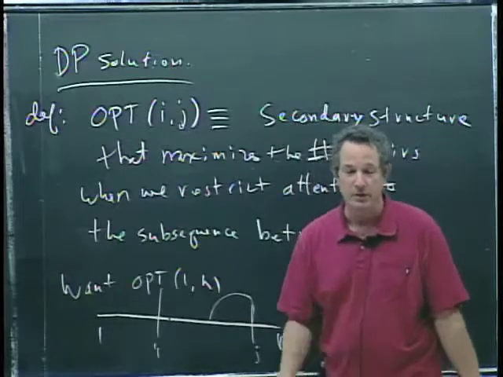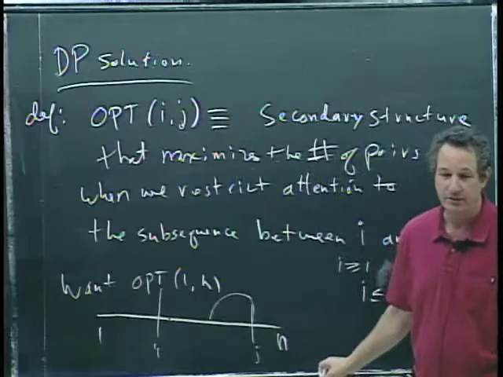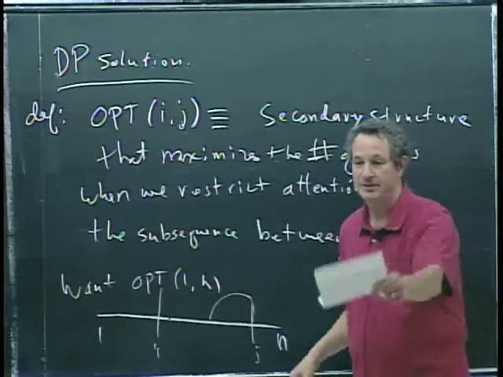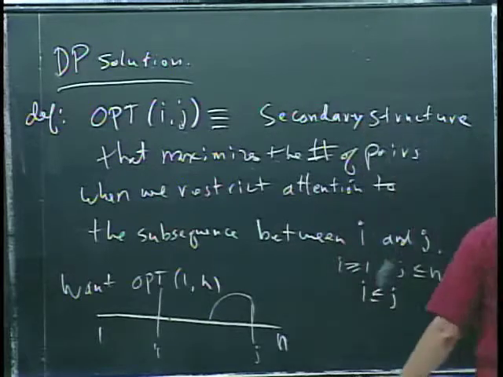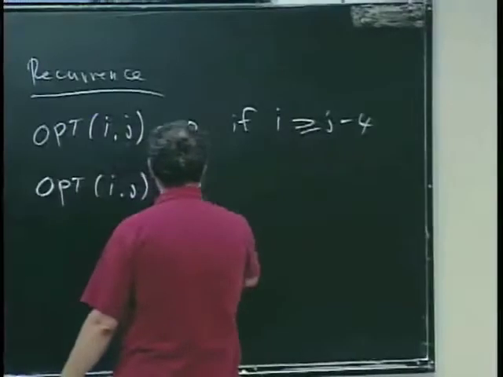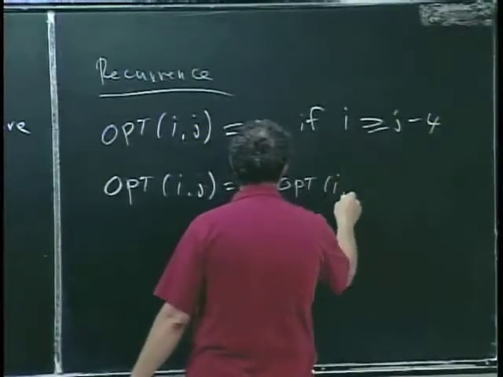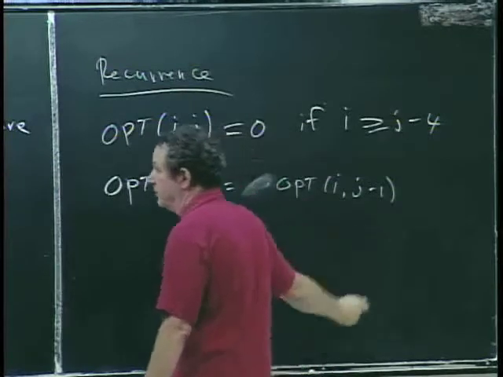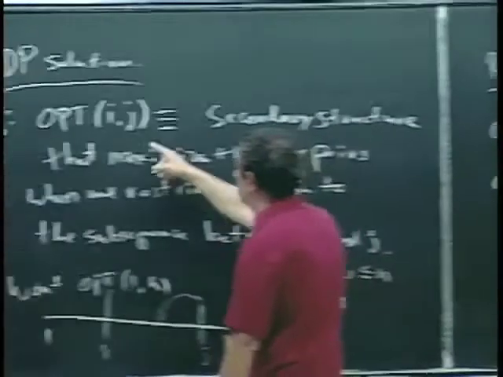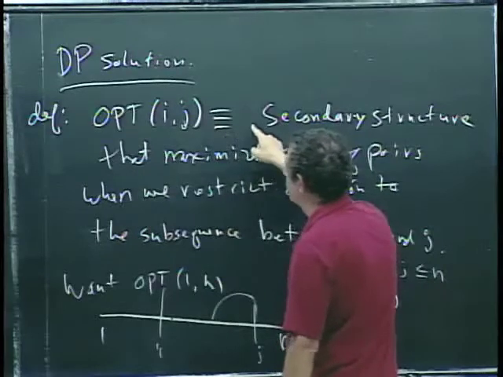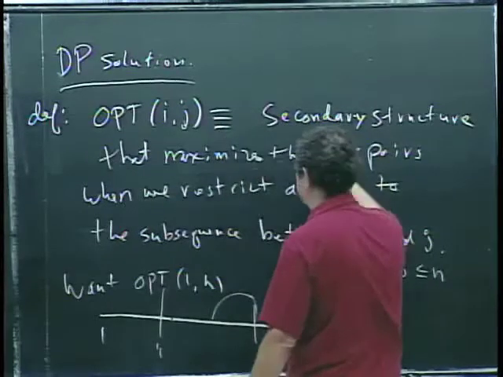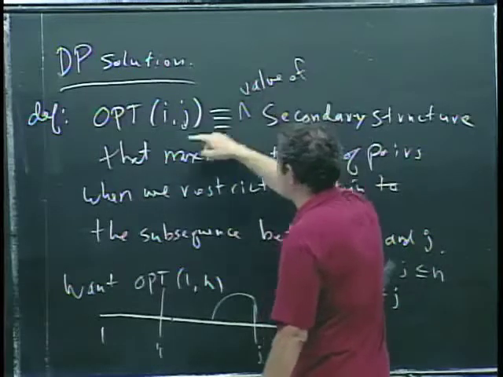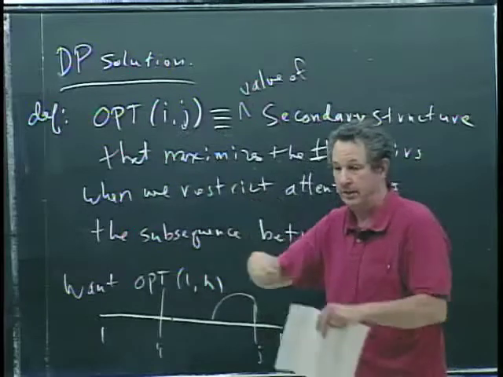And what's the notation for that value? Yeah, so i and j minus 1. Right, opt of i to j minus 1. So this is one possibility, opt of i to j minus 1. This is the best possible value you can get. Okay, so I guess I didn't emphasize one thing. Opt ij, secondary structure at maximum, this is actually the value of. So this is a number, not an actual secondary structure.